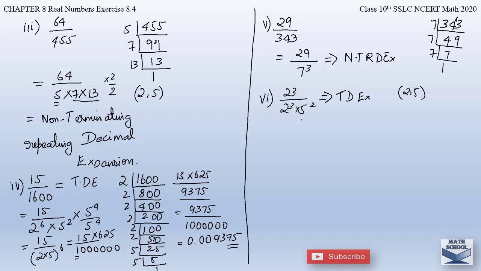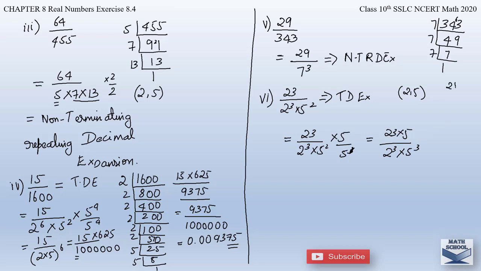So now let us determine the decimal equivalent of this number. To determine the decimal equivalent, we have to obtain the equal pairs of 2 and 5. Now here we can observe that we have 2 cube and 5 square which are not equal. Therefore we will multiply and divide the numerator and the denominator with 5 to obtain equal powers. So we get 23 into 5 divided by 2 cube into 5 cube.